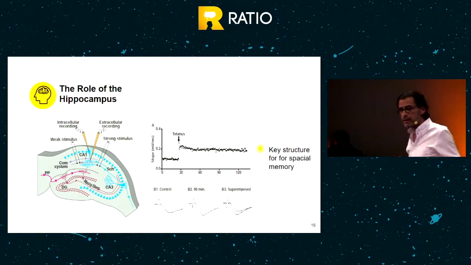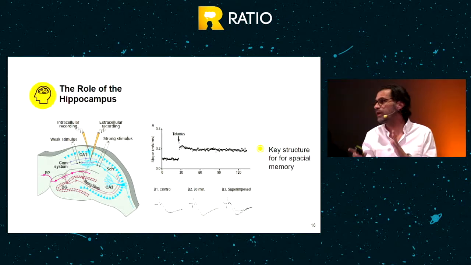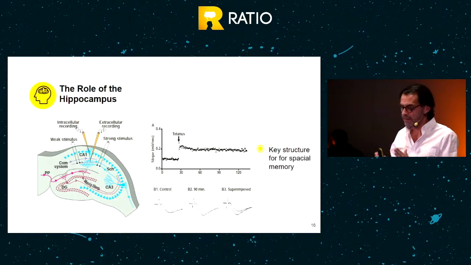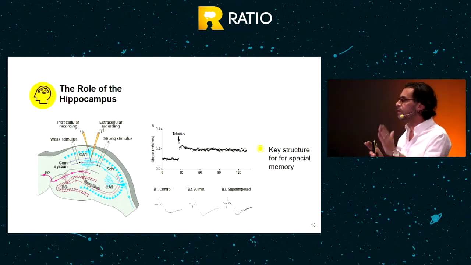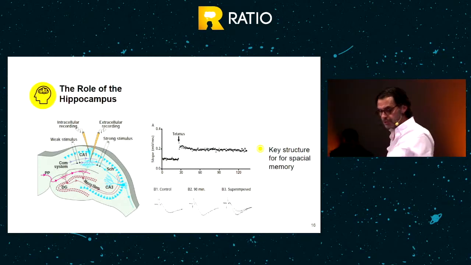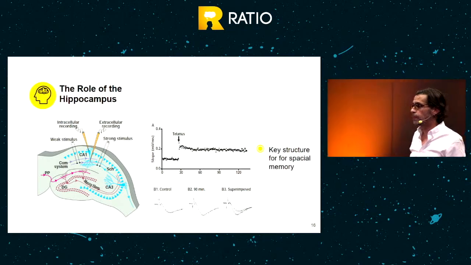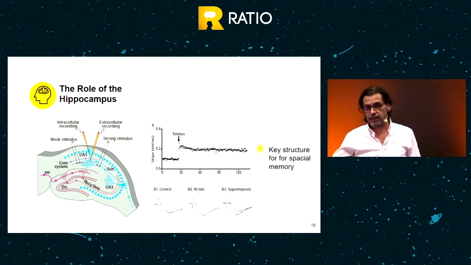When they did that, they had an enhanced response that you can see. You see the tetanus, that's this high frequency stimulation. And then what they saw was that the single stimulation they were doing was generating a response that was twice the size of the previous response, and this for a long period of time. We were very excited about that.